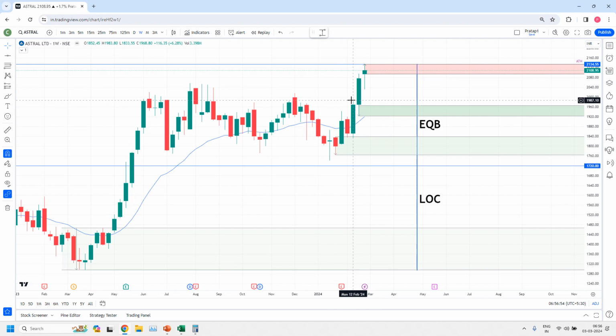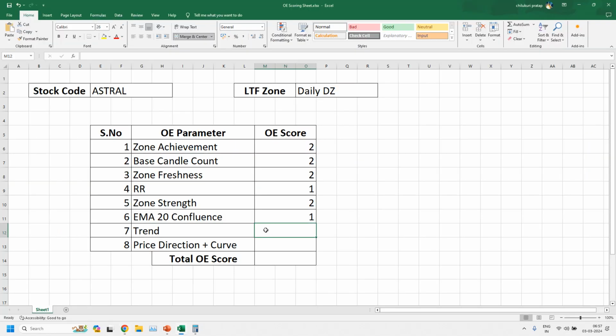Now we are doing a calculation for the demand zone. So that is the reason why we are giving a score 2, because our LTF zone is the daily demand zone. Our daily demand zone is having an uptrend on the weekly time frame, so we got the maximum score 2. If it is sideways, we will get 1. But it is uptrend, so we get 2. If it is a supply zone in an uptrend, we will give 0. That point you have to understand. Anyway, we are doing a demand zone, so we have given 2.